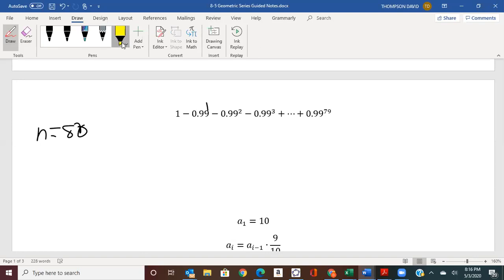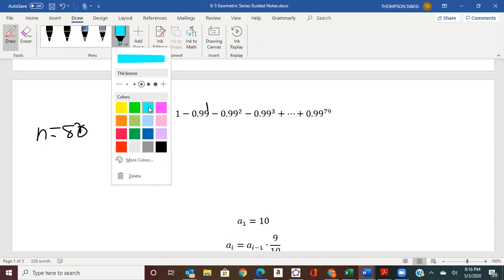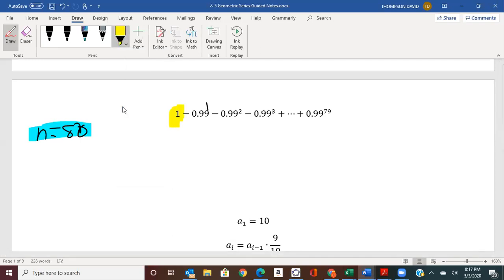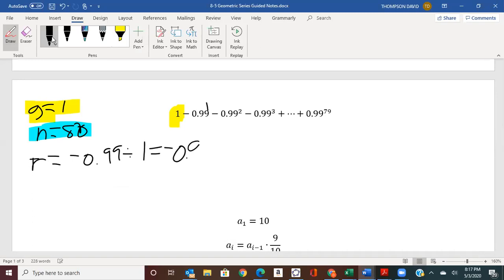And we'll be consistent, and you still use that same blue for the coloring scheme. And we know my first term is going to be 1. So we'll say g equals 1. And then we just need to find our common ratio, which we can do by doing r equals negative 0.99 divided by 1, which is negative 0.99.